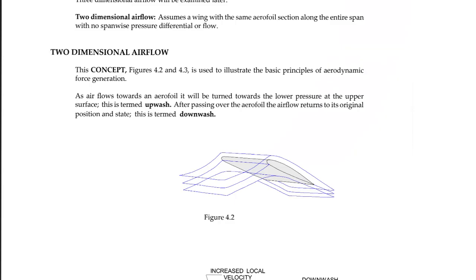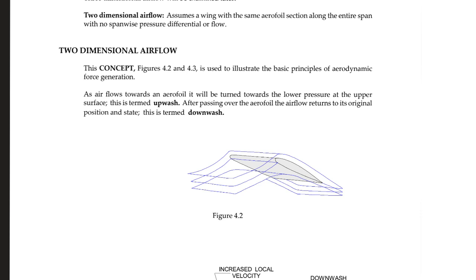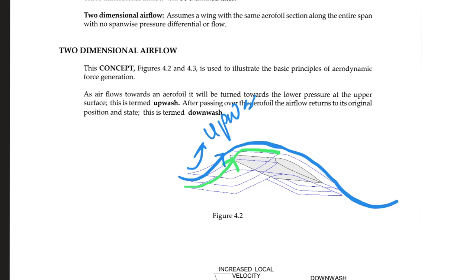As air flows towards the aerofoil, like this, air is coming towards the airfoil, it will be turned upward to the lower pressure area of the upper surface of the wing. So air is coming like this, going upward to the lower pressure area on the upper surface of the wing, and after passing the wing it goes down again. When the air is going up, it is upwash, and this is downwash.